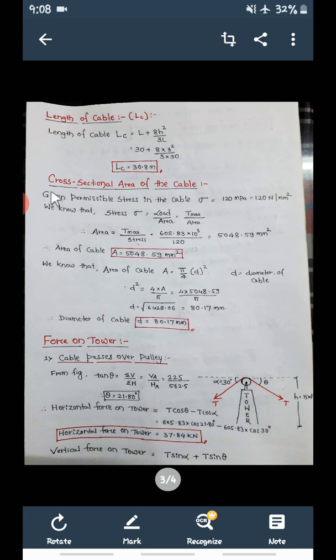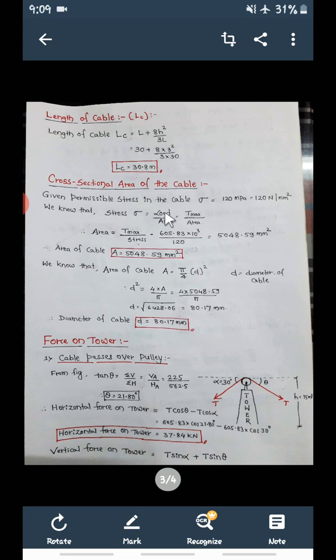Next, they have asked to find the cross-sectional area of the cable. For this, it is given that the permissible stress in the cable is 120 MPa. So that means each cable is going to take a stress of 120 MPa. MPa means megapascal, which is nothing but Newton per mm square. So the stress sigma is equal to 120 Newton per mm square. We know that stress is equal to load divided by area. Sigma is equal to load divided by area.